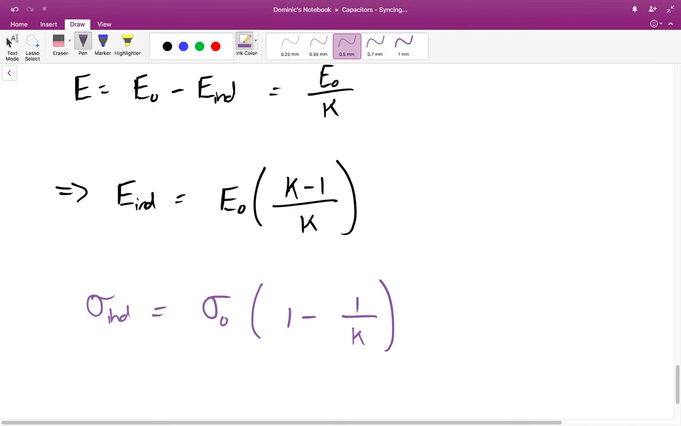Okay, and I encourage you to see if you can use these other relationships to figure this one out on your own. And so look in another video for an example applying this new concept.